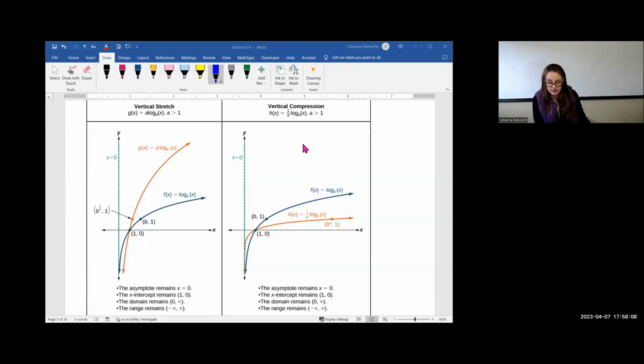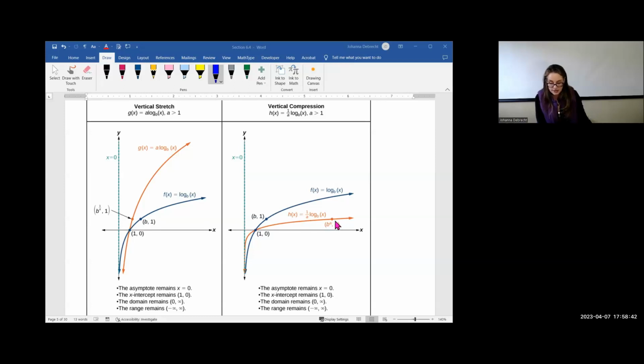So when we look at this, notice that we have 1 over a. In other words, this is a proper fraction, something between 0 and 1. So you're multiplying the logarithm by like 4/5 or 2/3 or 1/3 or 1/5. You're taking each y value and multiplying it by that number. So you're compressing the graph vertically. And that will give you this graph right here. Notice that it does give us different points on the graph. This translates the points a little bit.